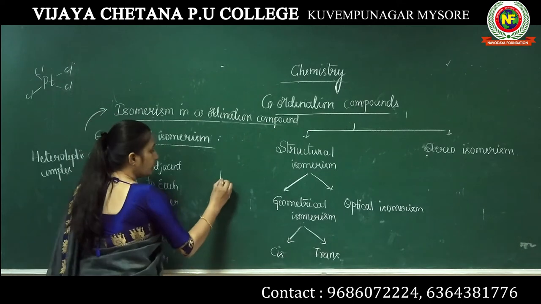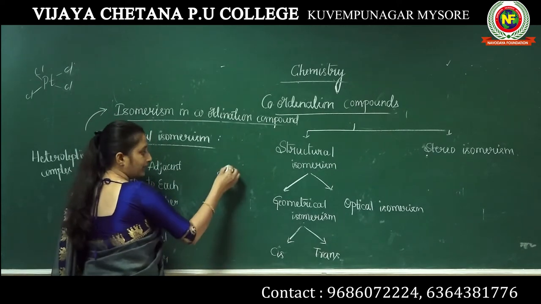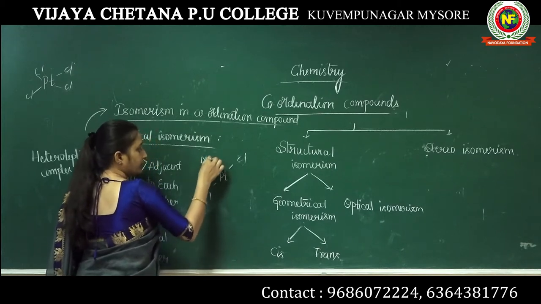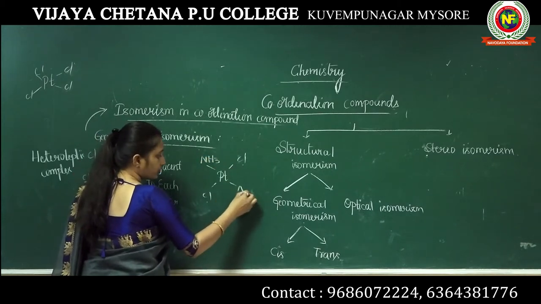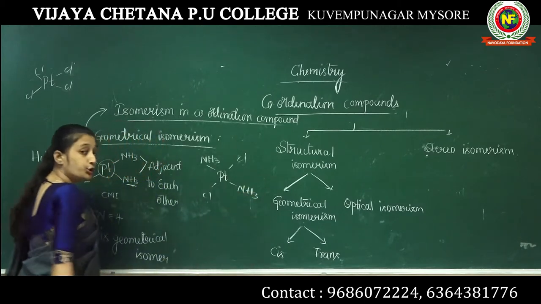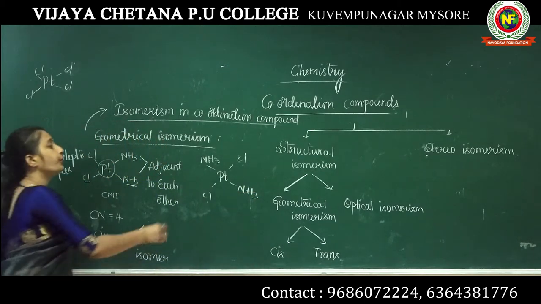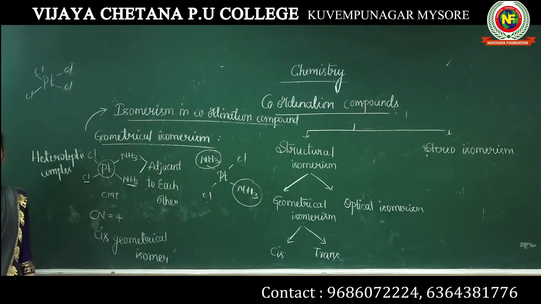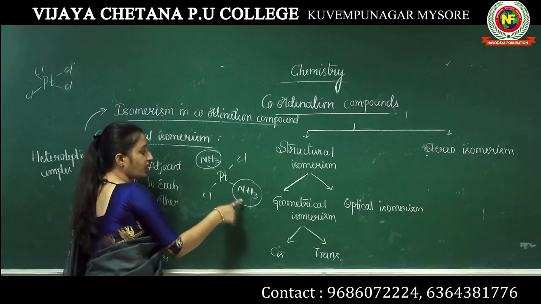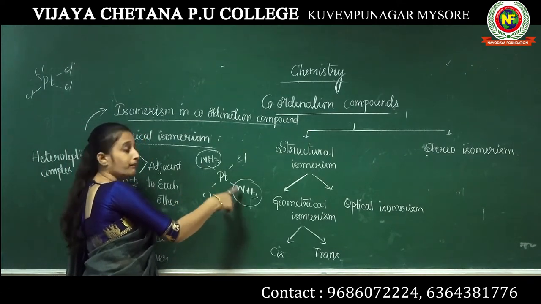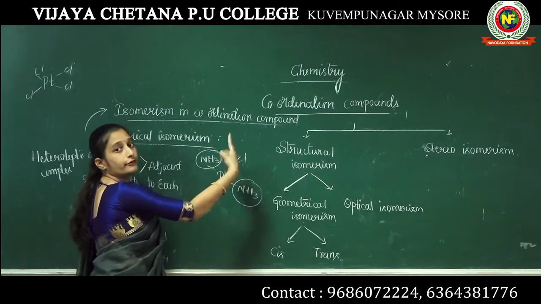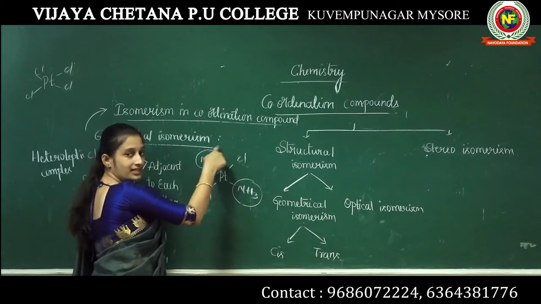Suppose platinum, Cl, NH3. Any two similar groups opposite to each other. Opposite to each other means NH3 here, and different groups, NH3 and Cl, are not adjacent.